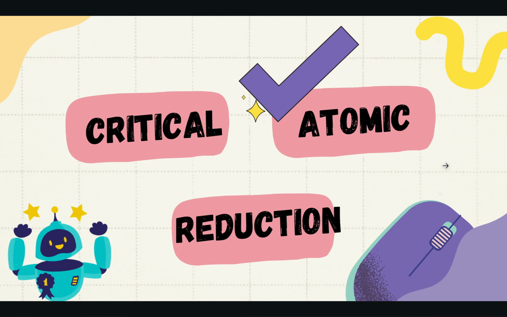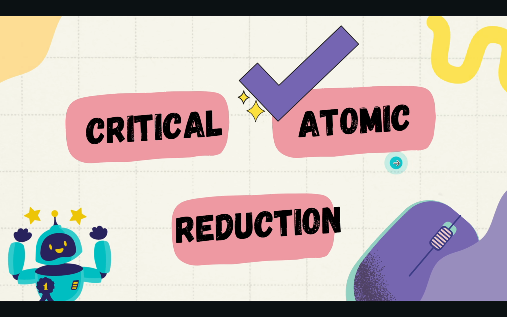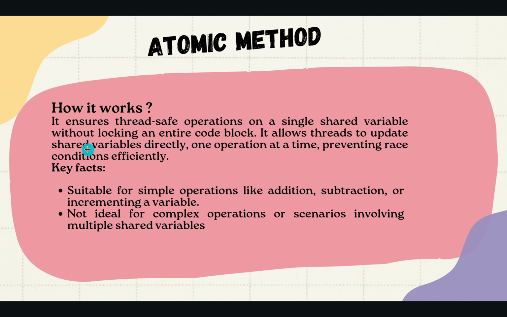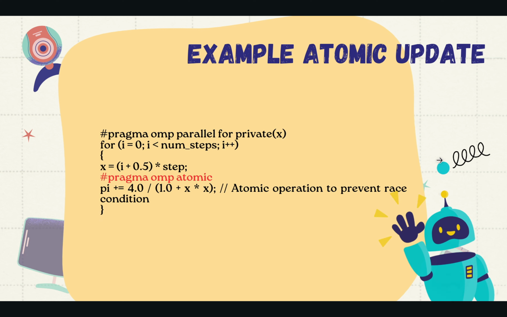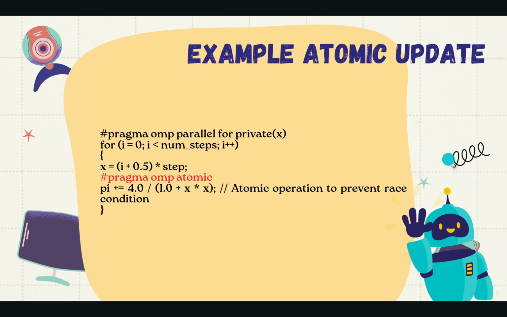Now, the second solution, atomic update. This method ensures thread-safe operation on a shared variable by locking the variable during a single memory update. This prevents race conditions without locking the entire block of code. This method is suitable for simple operations like addition and subtraction, but it's not ideal for complex operations or scenarios involving multiple shared variables. Here is an example of code where we used atomic update.